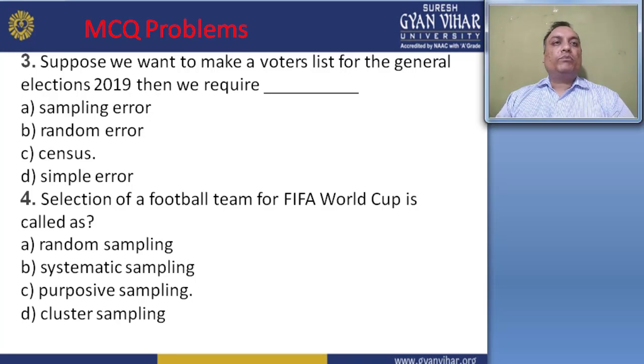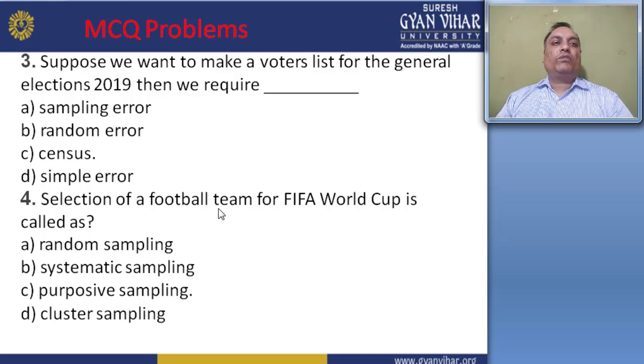For question number 3, suppose we want to make a voter list for the general election 2009. Then we require sampling error, random error, census, or simple error. For this purpose we require a census. So C option is right here.